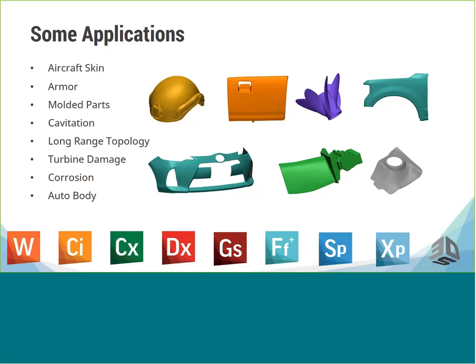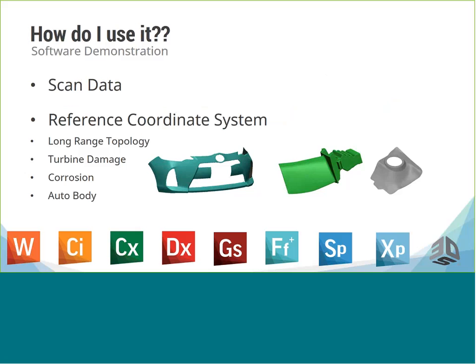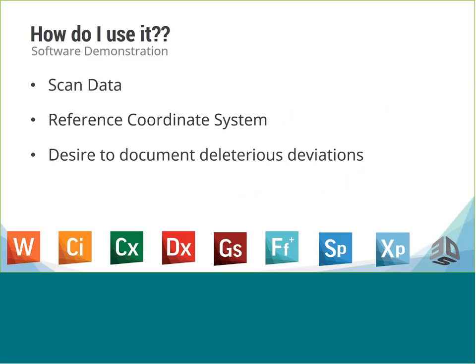Sometimes you're looking to classify something, whether it is more like a paintless dent removal, or maybe you'll need to send it to a real body shop. So just a couple quick applications there. So how do we use it? Well, we just bring in some scan data. We can specify any sort of reference coordinate system that we would like to use to base our measurements on for positional placement of where the deviations are. And you basically just want to document deviations. That's why you would use it.